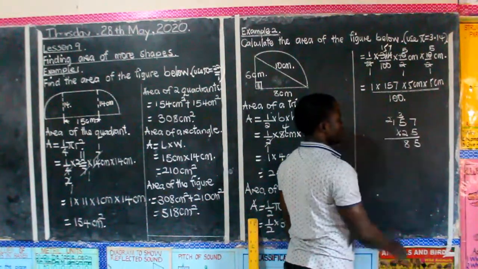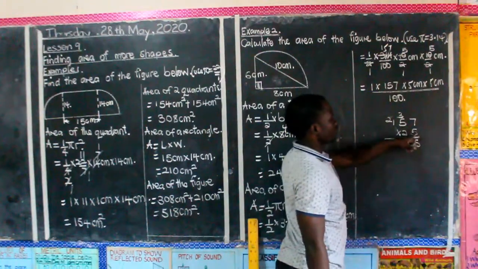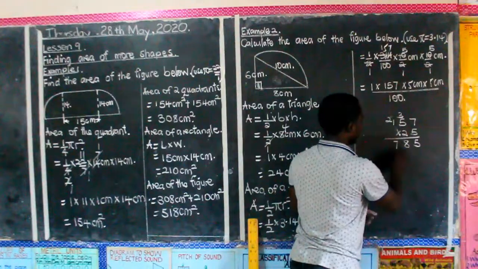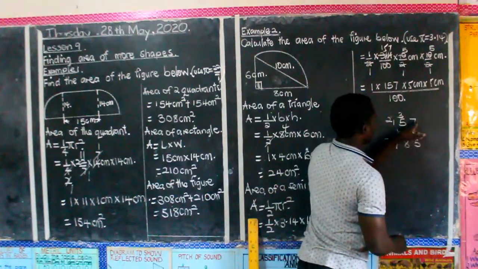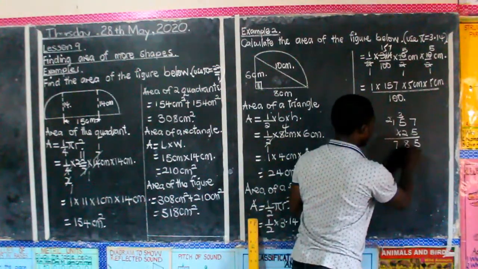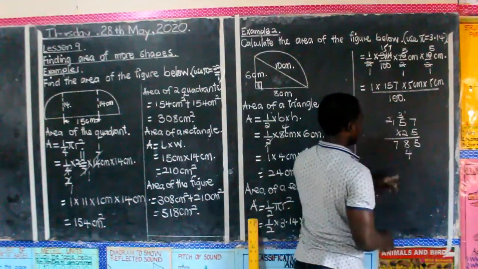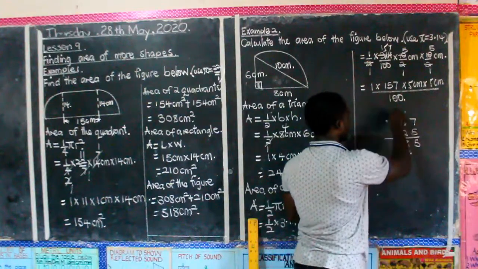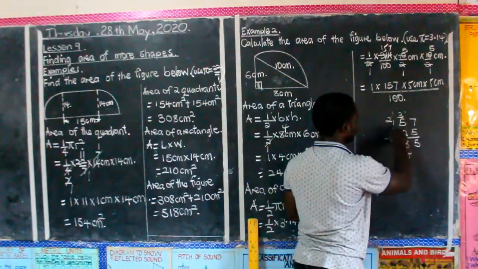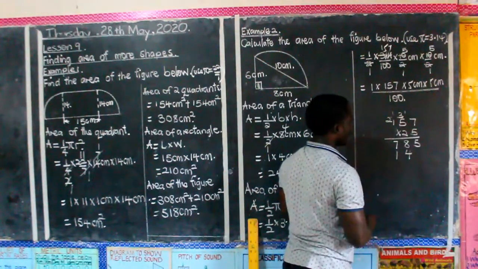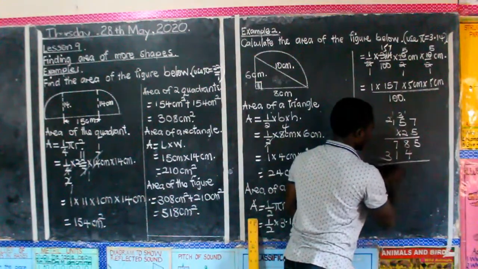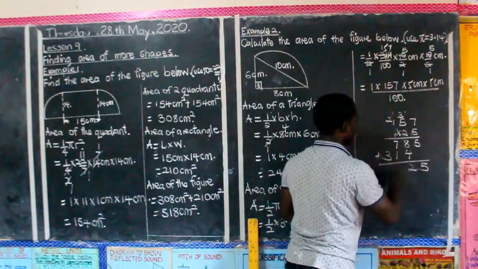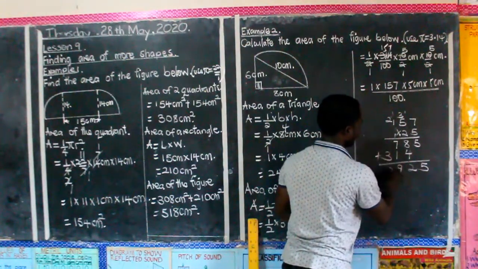5 times 1 is 5. Plus 2, 7. 2 times 7, 14. Write 4 and carry 1. 2 times 5, 10. Plus 1, 11. Write 1, carry 1. 2 times 1 is 2. Plus 1, 3. What do you get here? This is 5. This is 12. Write 2, carry 1. This is 9, 3.